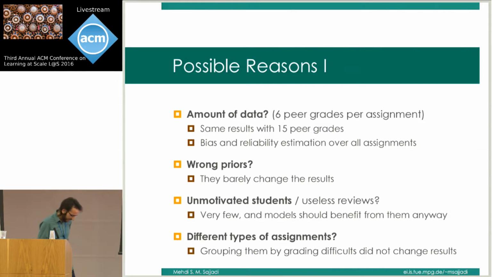The next thing is we had a lot of different assignments. Some assignments were easy, and some were quite hard. So maybe mixing them together and trying to estimate the bias and reliability for all different kinds of assignments is not a good idea. So we tried the same, but this time we grouped the assignments. We just took the easy assignments, where the errors were low anyway. But still, the models couldn't really improve over the mean.